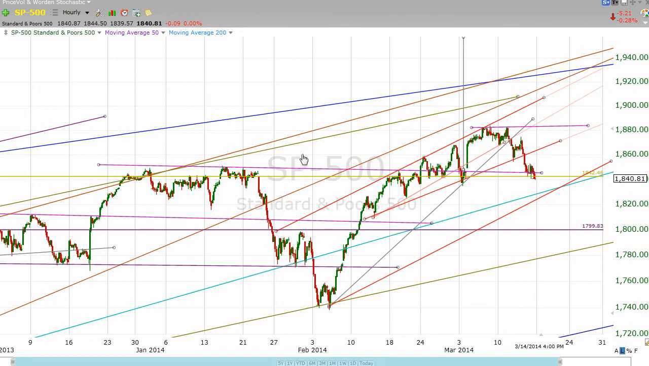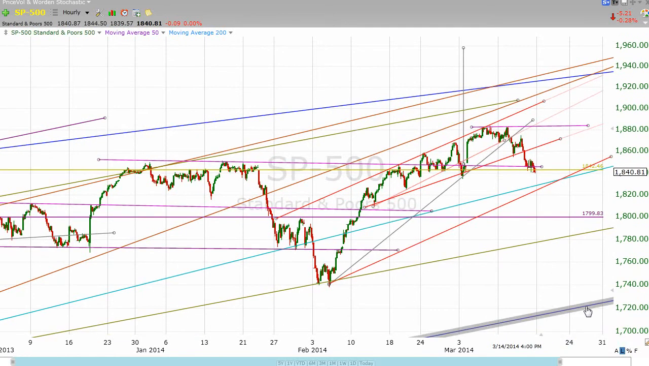So I'm not quite ready to say it's a done deal, that the fun's over. And I wouldn't say that really until we got down underneath this blue line that is almost off the chart down here in the low 17, around 1720 or the high 17 teens. That's really where we have long-term support.